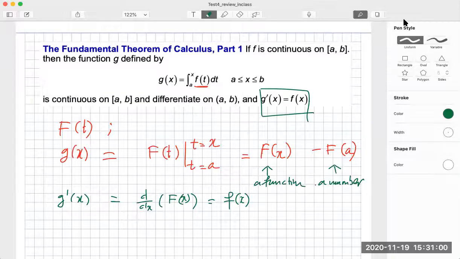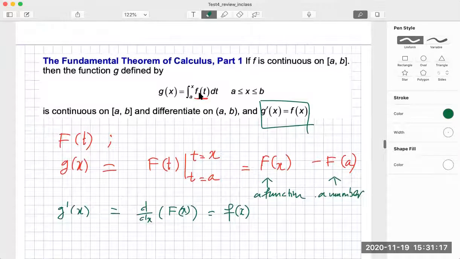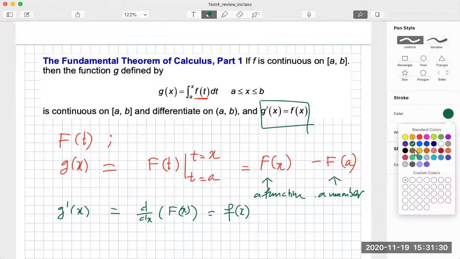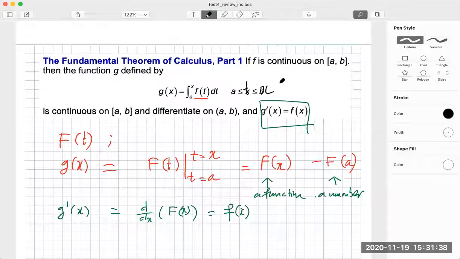So before we solve problems 2, let us review the fundamental theorem of calculus 1. If we want to compute the definite integral from a to x of f(t) dt, actually here t is from a to x. There's a typo here. This function, t is from a to x.